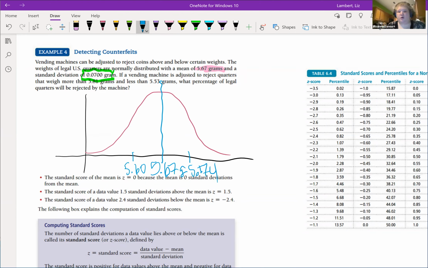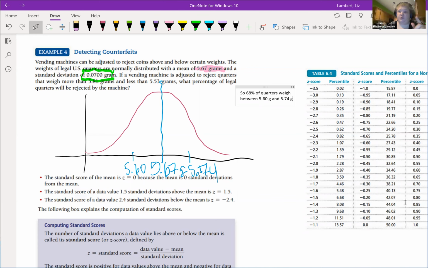Now let me type a note about that. 68% of quarters weigh between 5.60 grams and 5.74 grams. All right, so that's all the numbers that would go in there. And there's an infinite amount of them.